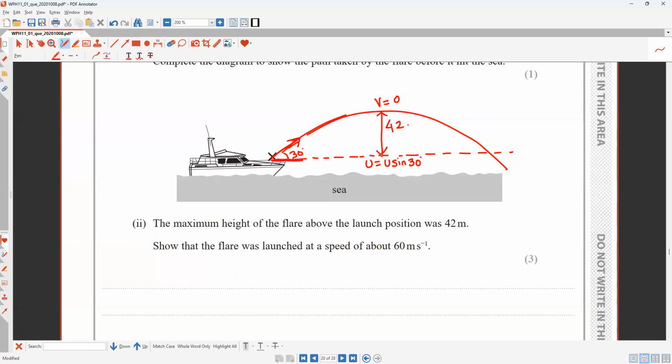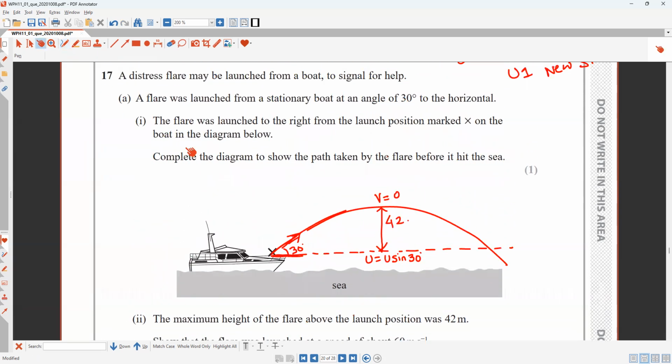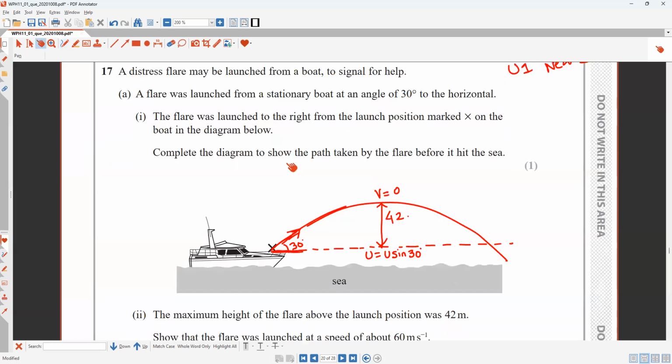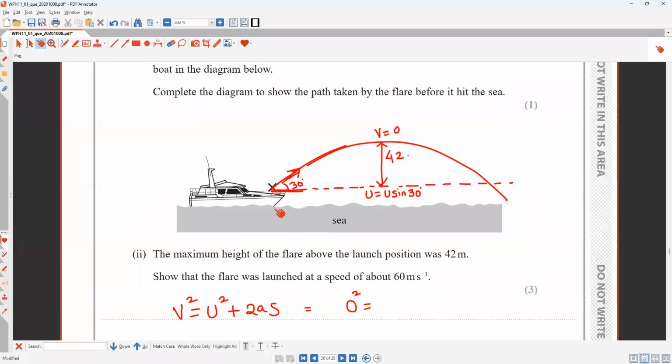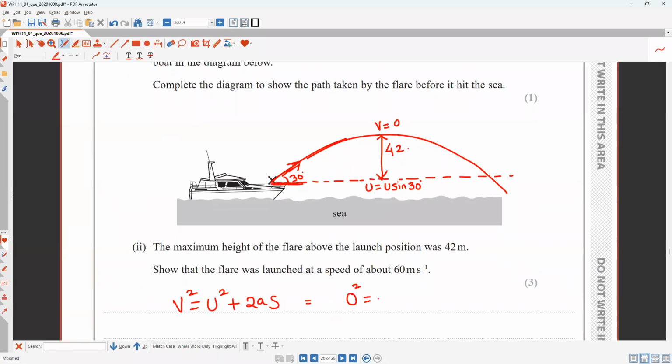So s is known to me. So v squared is equal to u squared plus 2as. Everybody understood this? Yeah. So what is the final velocity? 0. What is the initial velocity? u sin 30. At what speed was it thrown? We don't know. Do we know at what speed it was thrown? Show that it was launched. Okay, fine. (u sin 30) whole squared, plus 2 into minus 9.81 into 42 meters.